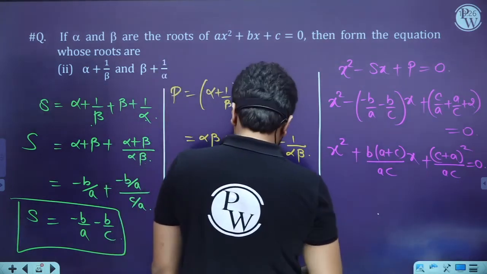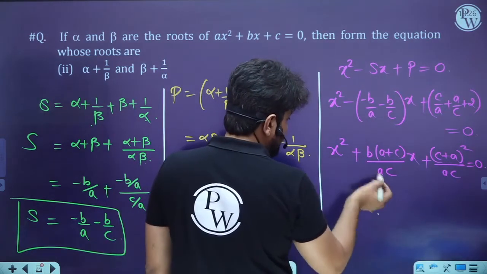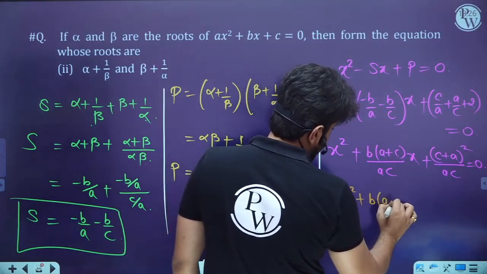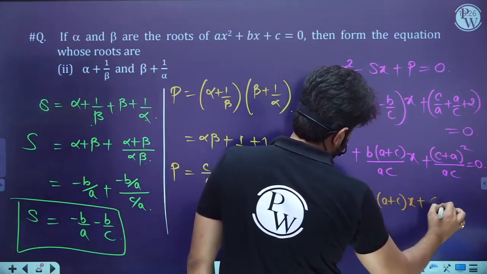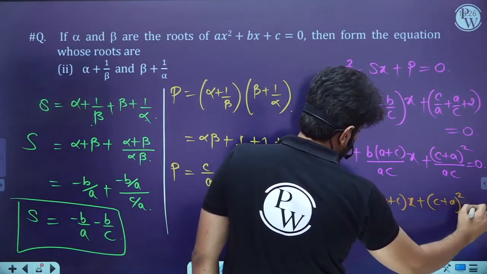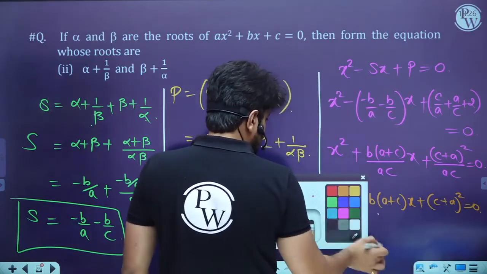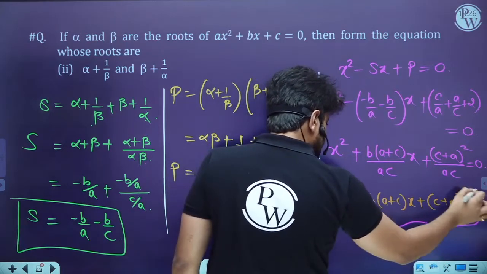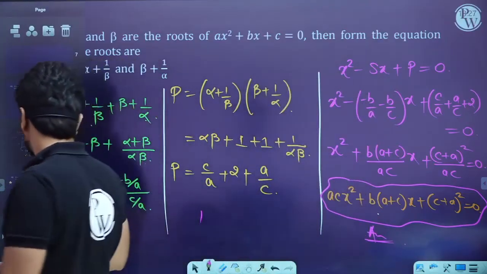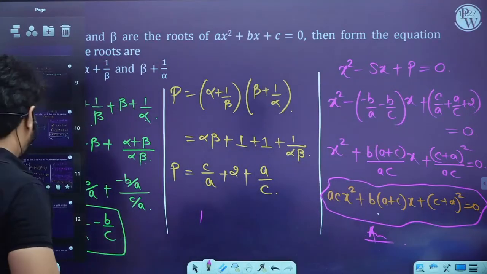So now our required final answer is going to be ac x square plus b times a plus c into x plus c plus a whole square is equal to 0. This is our final answer. This is our required equation. Okay, everyone? Cool? Simple?